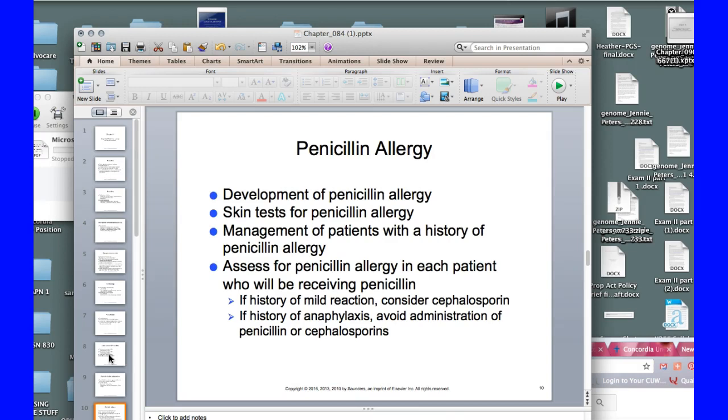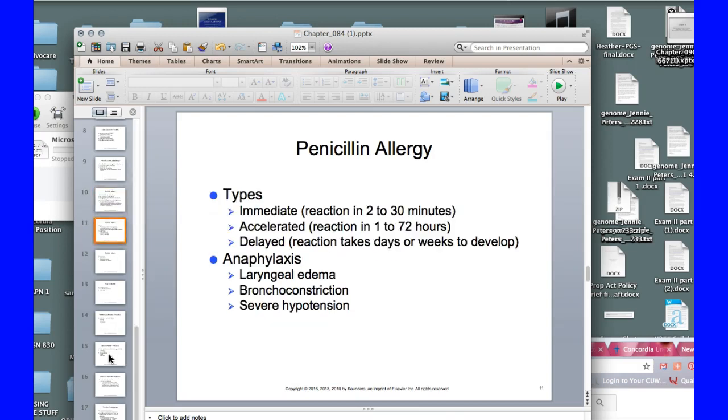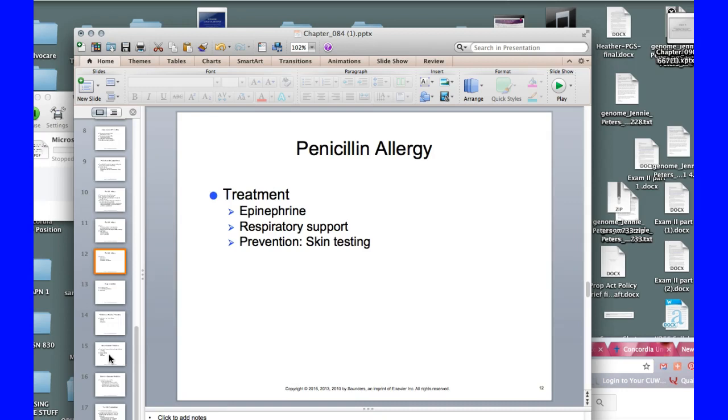If they've had a mild reaction like a rash, don't give penicillin, but you could go over to the next step of the antibiotics, which would be the class of cephalosporins. But if they've had anaphylaxis, don't give penicillins or cephalosporins. They're so closely related. There's different types of penicillin allergies: immediate, accelerated, and delayed. Obviously, you know what anaphylaxis is. The treatment is epi, respiratory support.